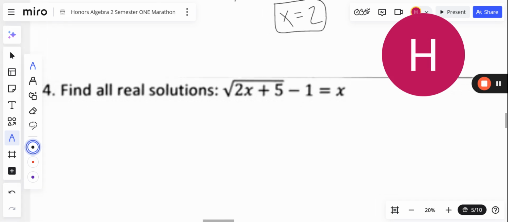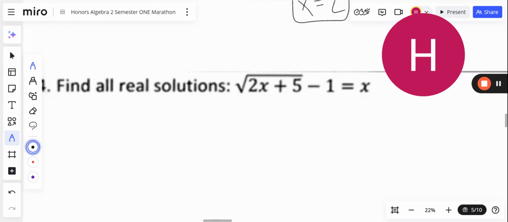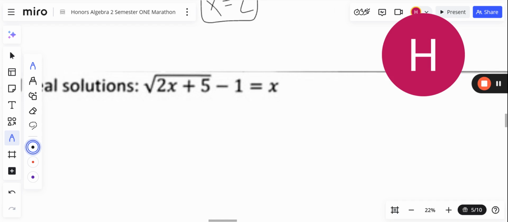Oh, here's a pretty formidable problem. Find all real solutions. Okay. So if we have a square root, we're going to want to isolate the radical every time so that we can square both sides. In order to do that, we're going to add 1. And now when we square both sides, we're going to have to square this binomial, x plus 1, with FOIL. Let's go ahead and do that.